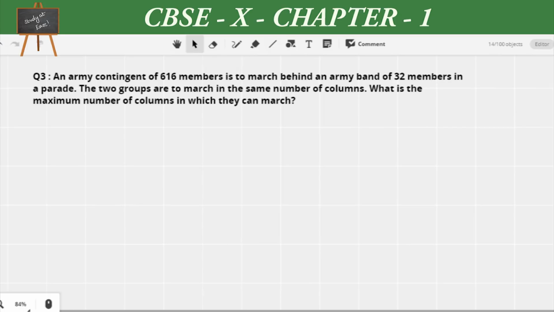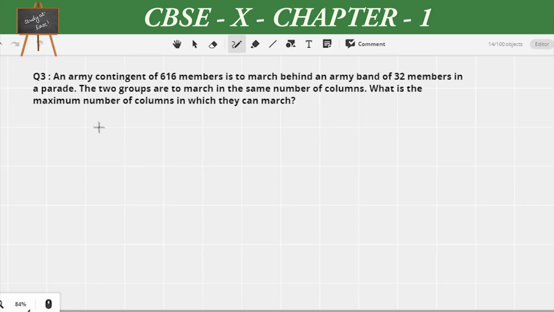The next question, again, I'm repeating, is from the NCERT textbook Grade 10, Chapter 1, exercise 1.1. An army contingent of 616 members is to march behind an army band of 32 members in a parade. The two groups are to march in the same number of columns. What is the maximum number of columns in which they can march?